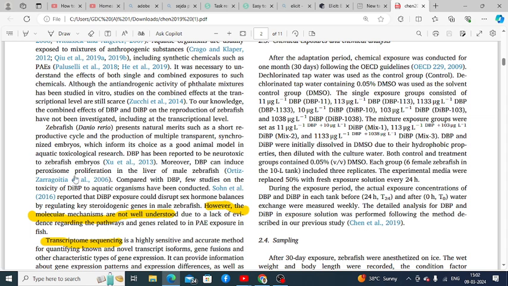See here you can see the peroxisome proliferation in the liver, and the other one, that DBP exposure could disrupt sex hormone balance. But none of these studies identified the mechanism, or how these things got disturbed or dysregulated in this particular condition. So the molecular mechanisms are not well understood.